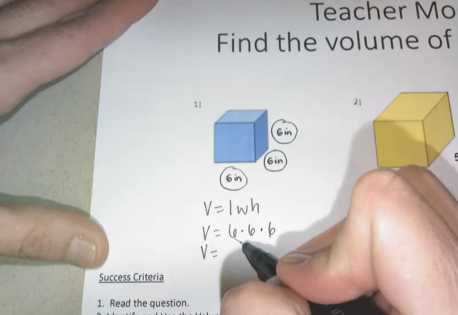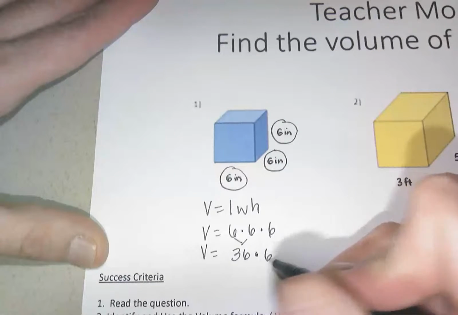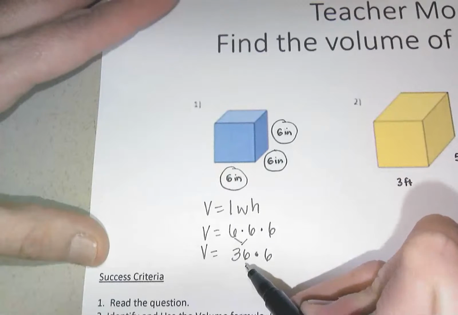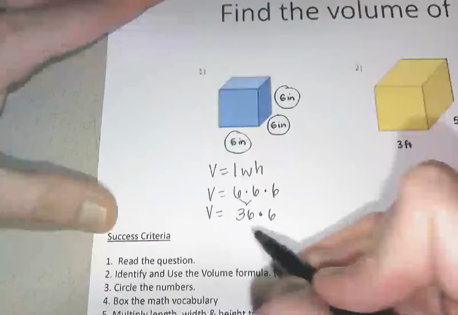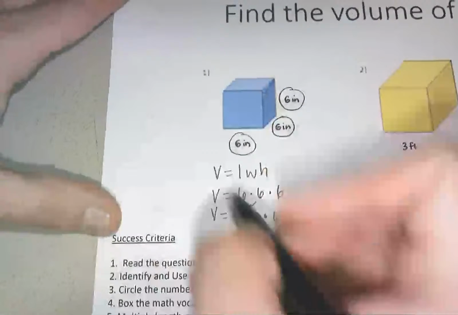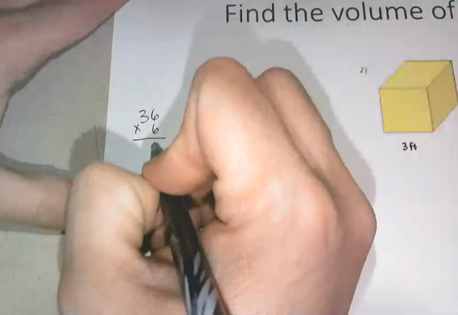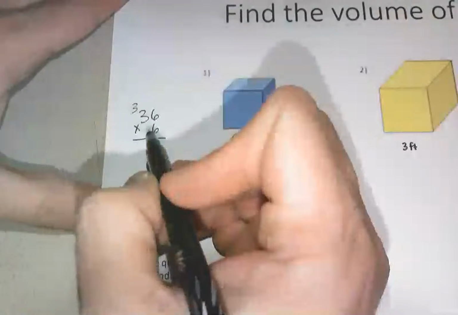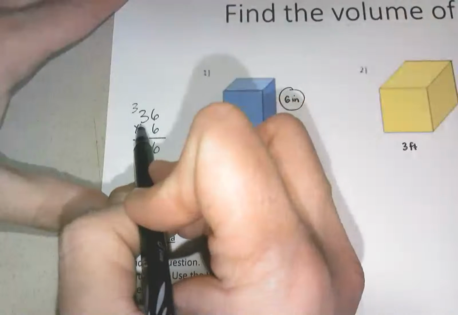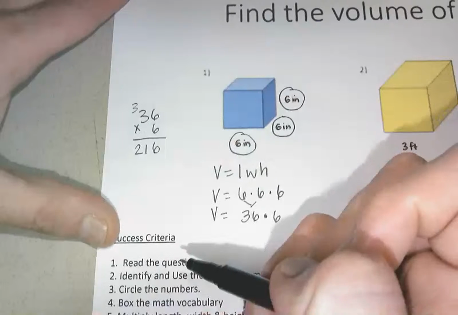I know that 6 times 6 is 36. So I'm going to bring that down. But off the top of my head, I don't know what 36 times 6 is. So I am going to use my space right over here to solve it. So 36 times 6. 6 times 6 is 36. Carry my 3. 6 times 3 is 18, 19, 20, 21. So my answer is 216.